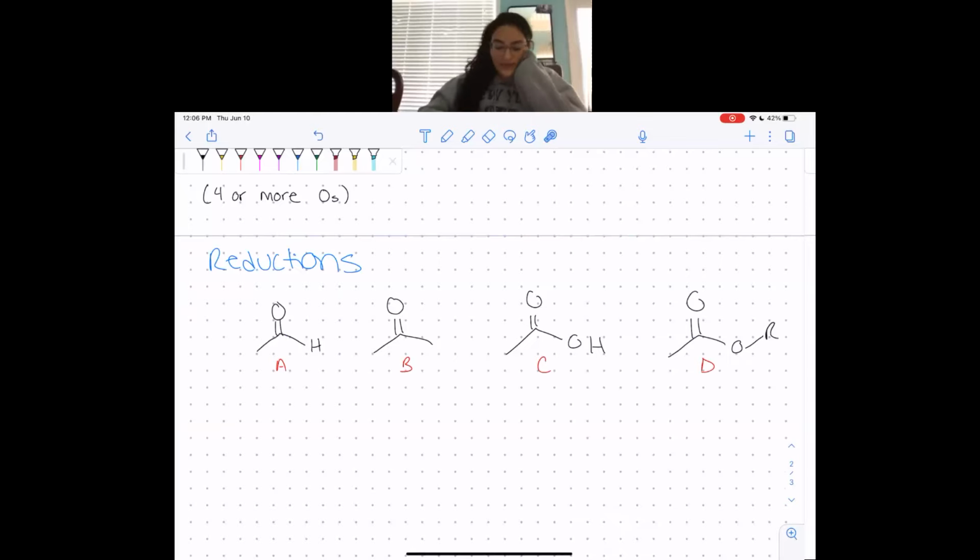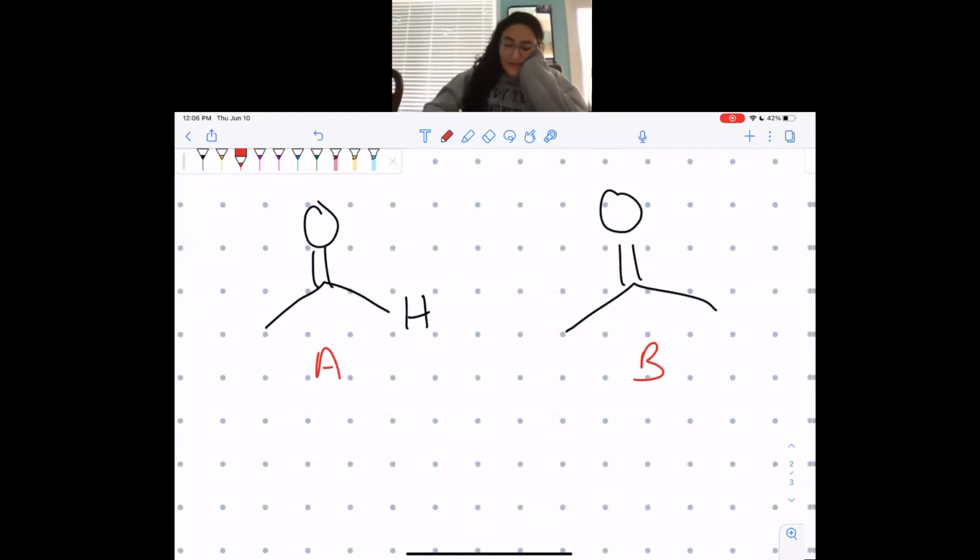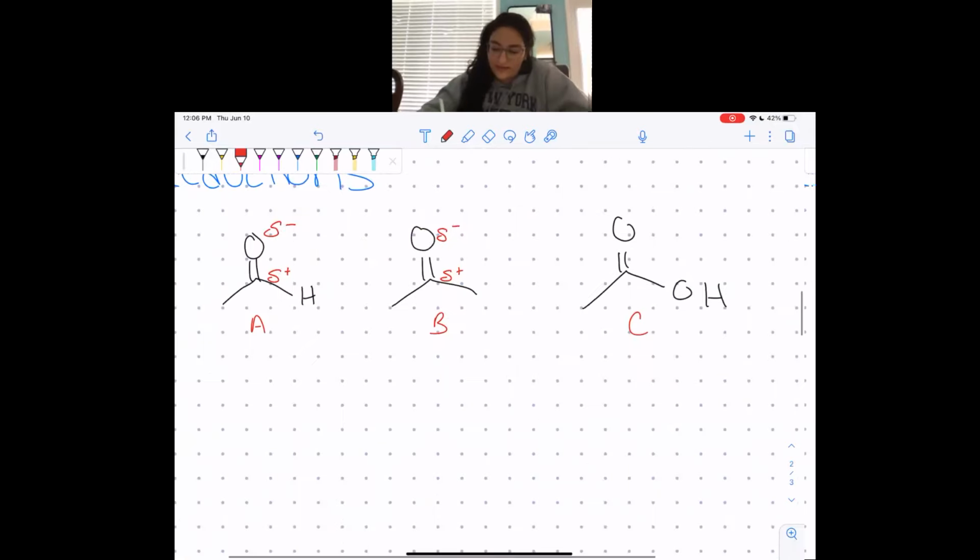So something you have to think about is, what charge does the oxygen have when this electron pair goes up to the oxygen? So when we do resonance, what charge does the oxygen have? -1, exactly. So we're going to have a delta minus on the oxygen, and a delta plus on the carbon. And that's going to be the same for all of these.